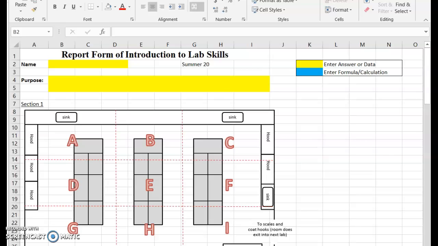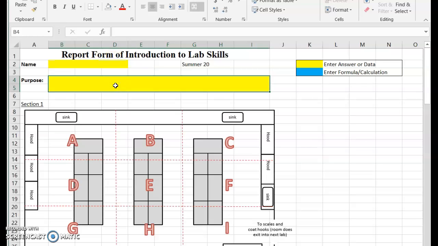For experiment 2, you are going to be making observations throughout the lab and using new lab techniques in order to fill out the Excel report form. So you will want to start by recording your name and a brief sentence or two purpose as to why you are doing this lab.